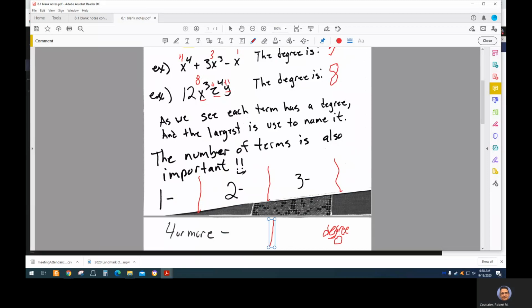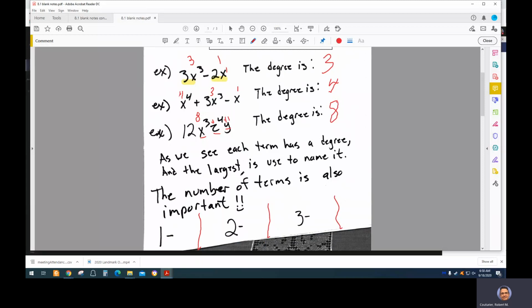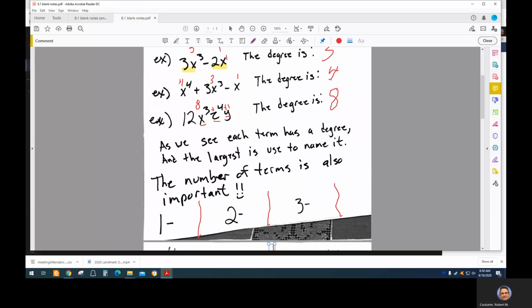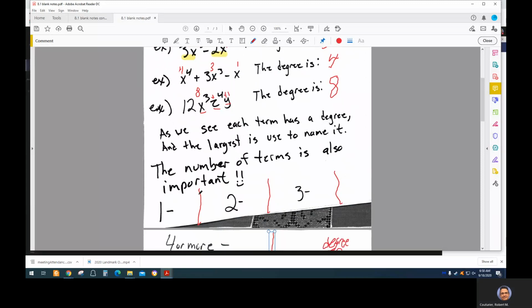So when we have a degree of 1, we have a special name for that. When your degree is 1, we call it linear. Think about that. If we graph that, it's a straight line, so it's linear.